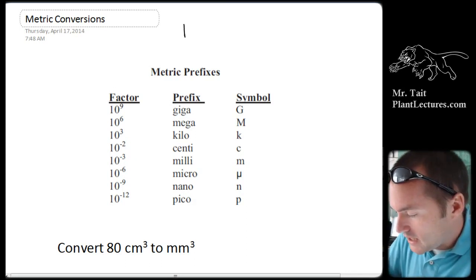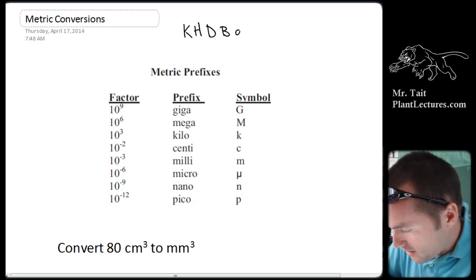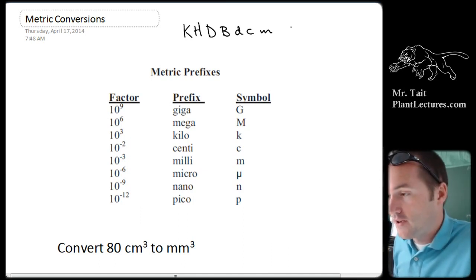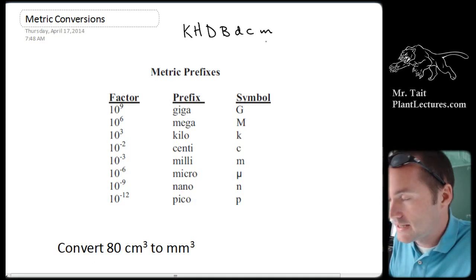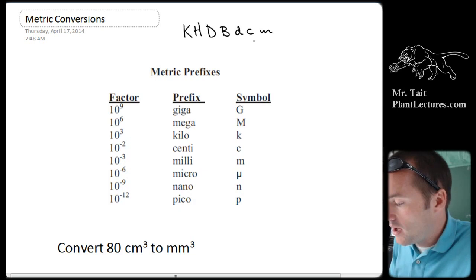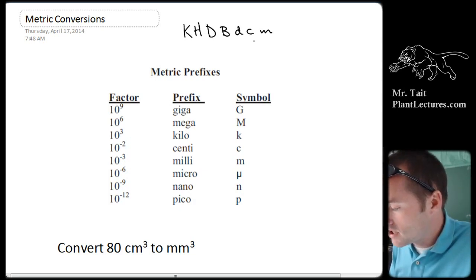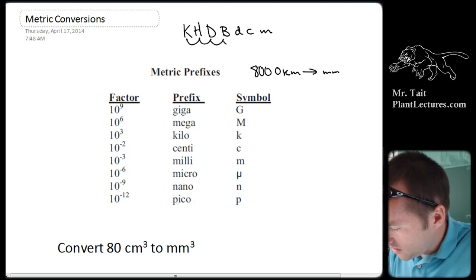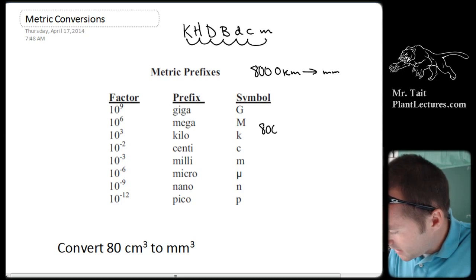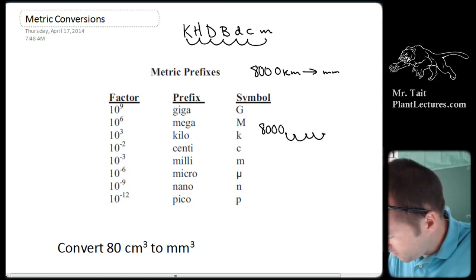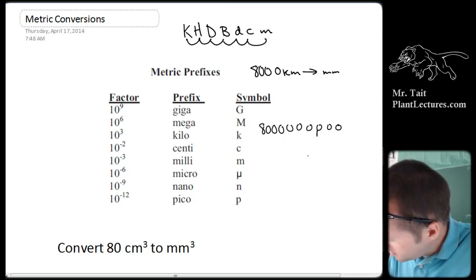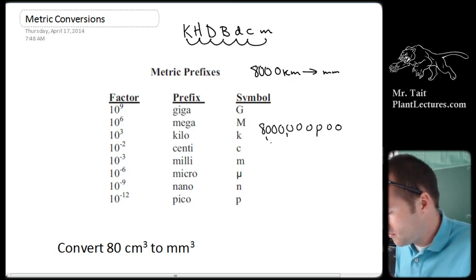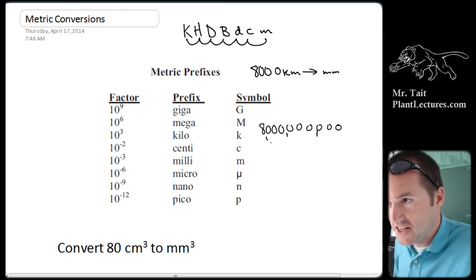Some of you guys might know that King Henry died by drinking chocolate milk. You guys aware of that? Yes. Okay, so this means kilo, hecto, deca, base, deci, centi, milli. So for instance, if I wanted to know how many millimeters 8,000 kilometers was, so 8,000 km to mm, right? I would say, okay, I'm going to need to go 1, 2, 3, 4, 5, 6 spots over. So I do 8,000, here's my decimal place, 1, 2, 3, 4, 5, 6, and I put a 0 in each of those spots. Go back and do my commas, boom, boom, boom, 8 billion. Right? Is that easy enough? Everybody knows how to do that?